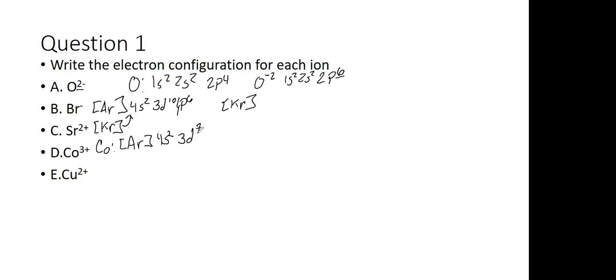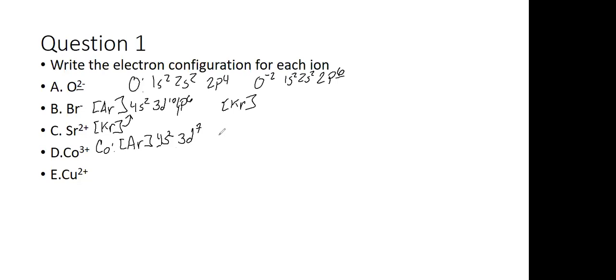So when you lose electrons, you generally lose them from the highest energy shell first. So our highest energy shell here is the 4s. So we're going to lose our electrons from there first, generally. It doesn't always happen like that. There are some rules to go with that, but for right now, for Gen Chem 1, we're just going to be general here and say we're going to lose them from the highest numbered orbital first.